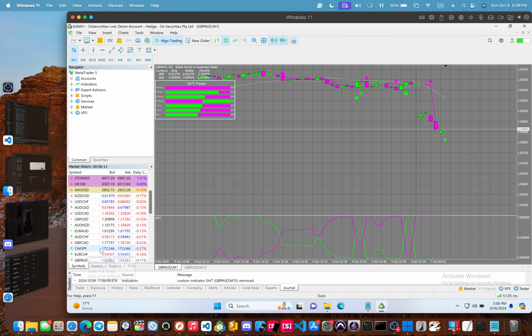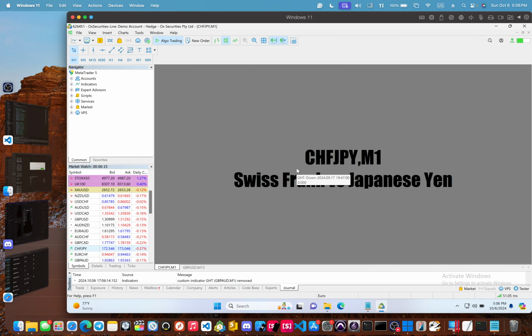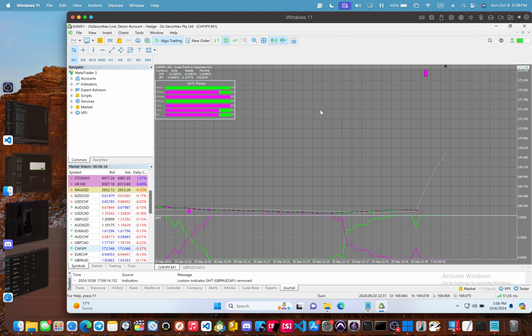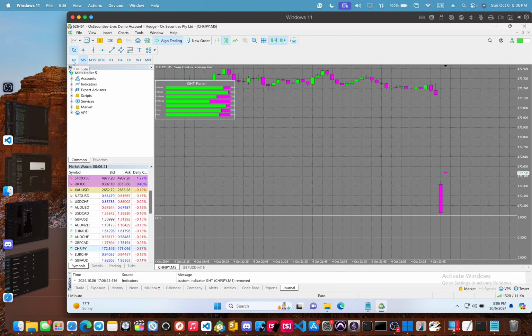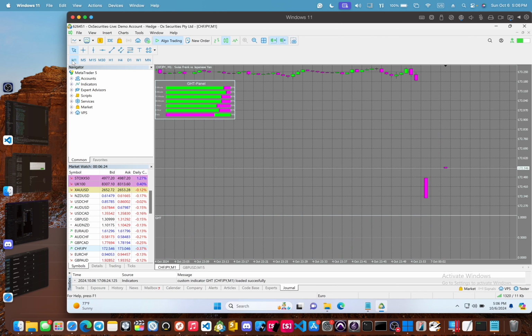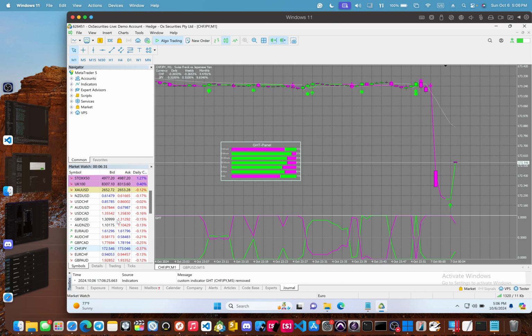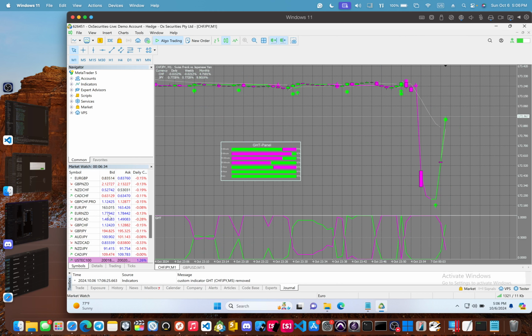Let's pull up a random pair here. CHF JPY. Let's see if I have candle data for that. I do. Might need to refresh. Let's go to the 1 minute and come back. Oh, I see we had this huge gap between Friday and Sunday. Okay, one last pair and then we are out of here.